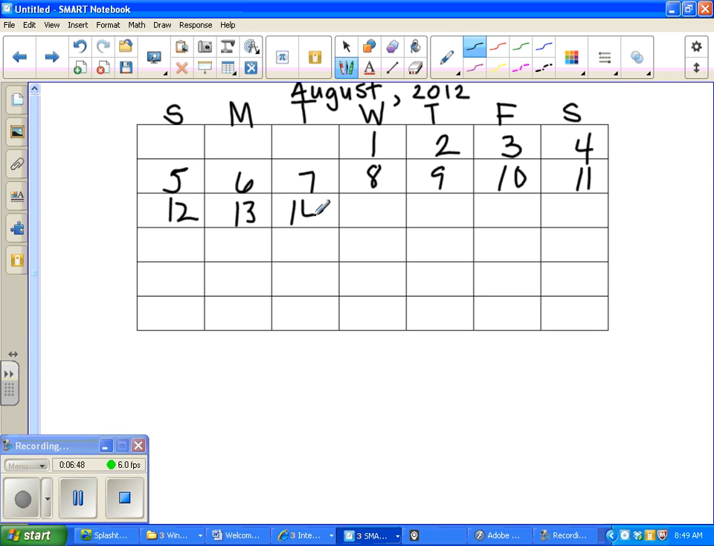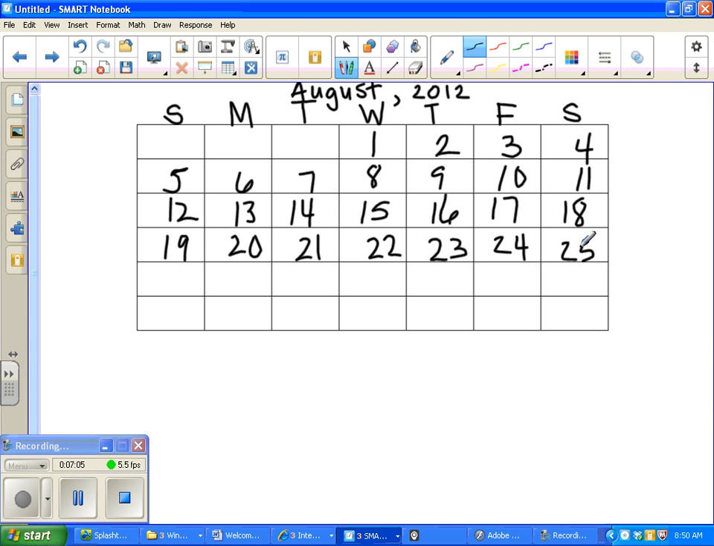And I love a calendar because you can do some multiples of 7 with it. It's really cool. I'm almost there. All right, am I finished? Oh, good. I have to go how far?